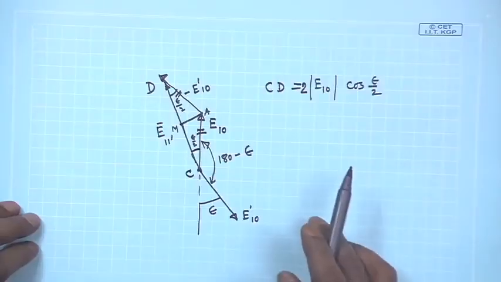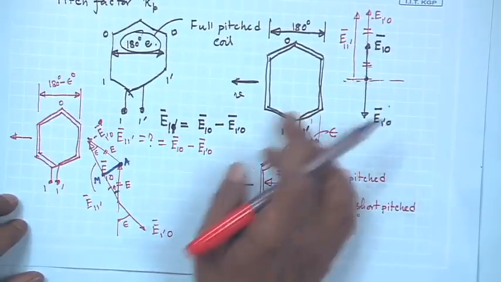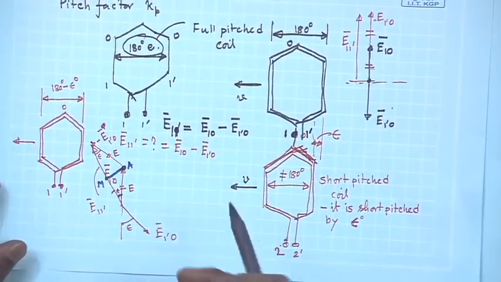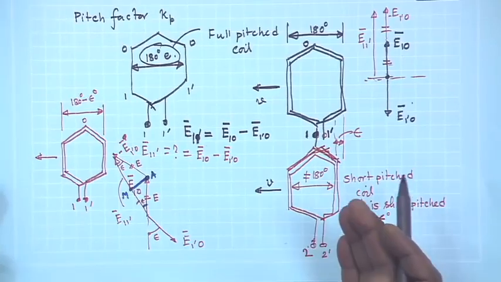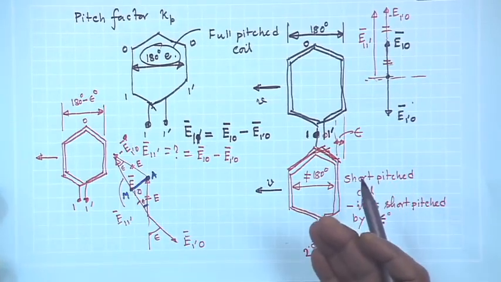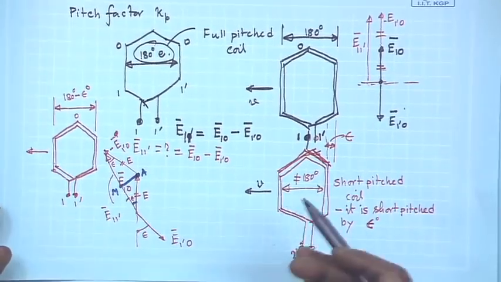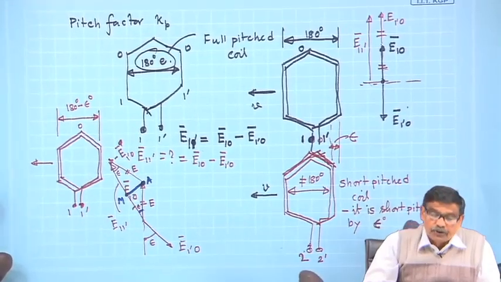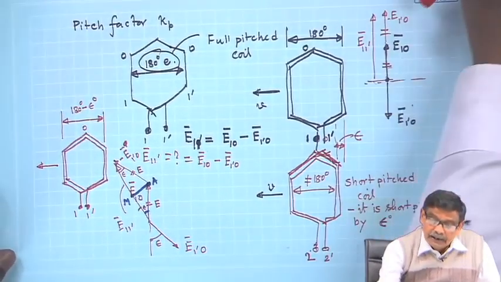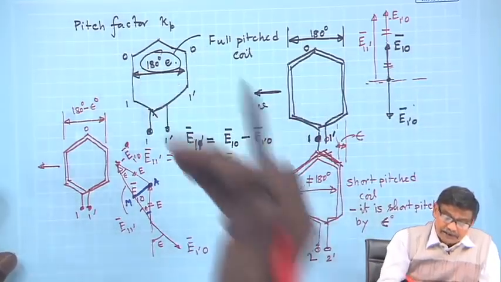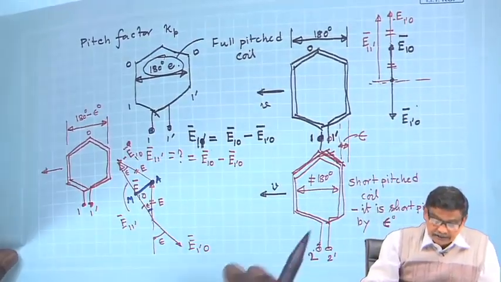We were discussing the pitch factor. Pitch factor means that the coil span is slightly short of 180 degrees. And why pitch factor, why short pitched coils, because we are telling from the very beginning to try to make a full pitched coil, 180 degrees. But why that short pitched coil is necessary, that I will discuss right now.